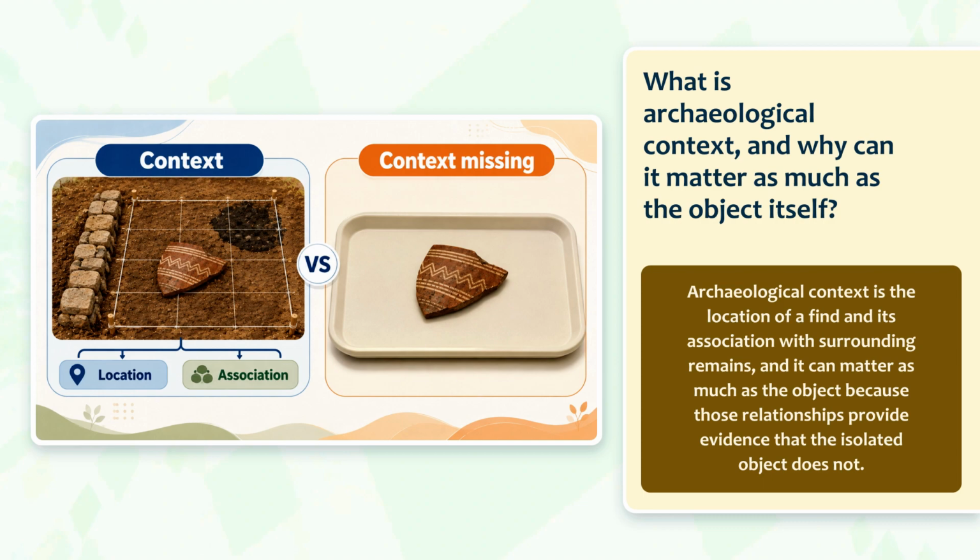Archaeological context is the location of a find and its association with surrounding remains, and it can matter as much as the object because those relationships provide evidence that the isolated object does not. The image provides the visible clues for this answer. Next, we will use context to make careful inferences and see why archaeology is not treasure hunting and one object cannot prove a complete story.